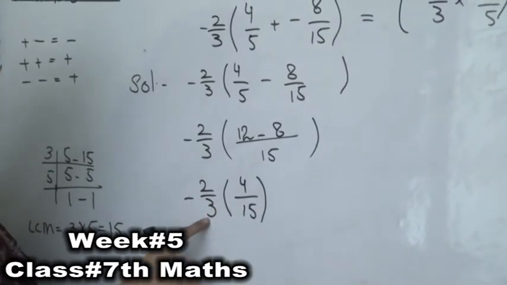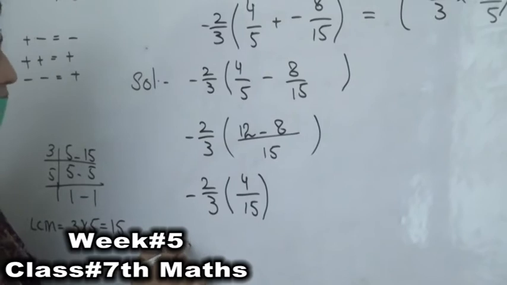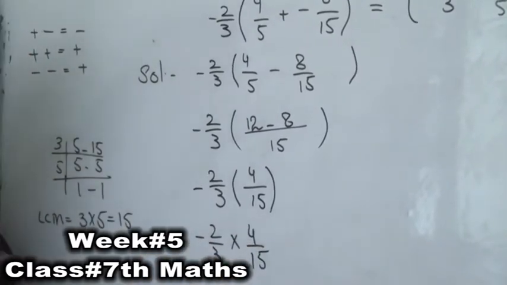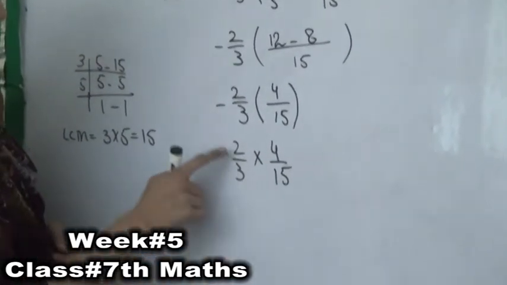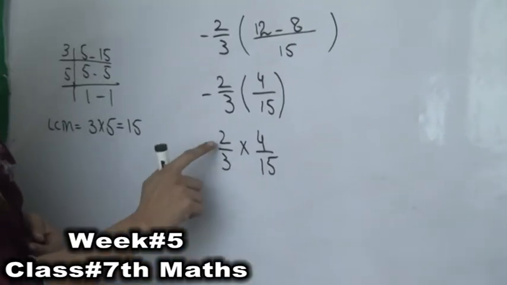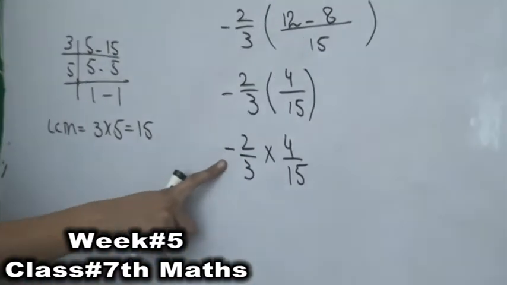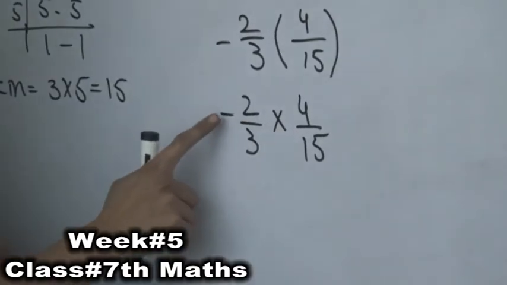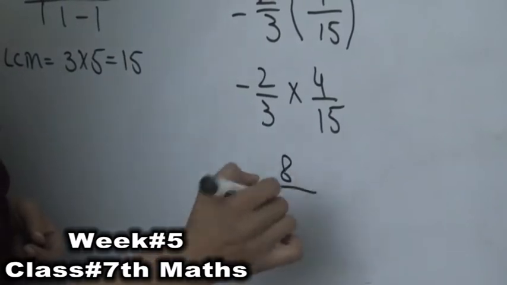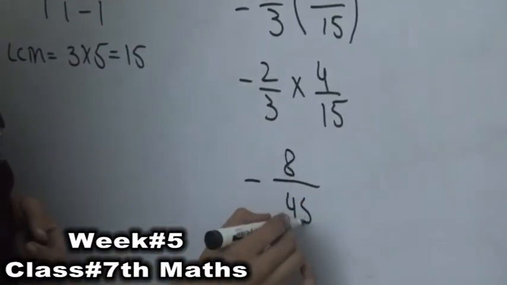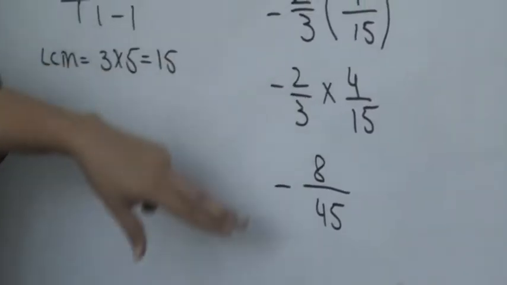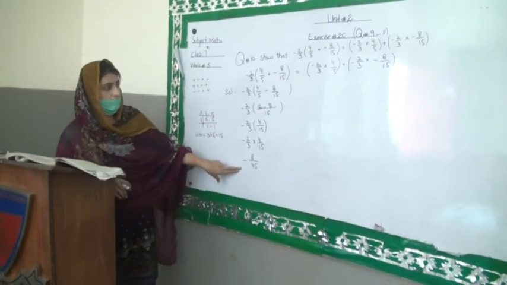There is no sign between the two brackets, so they will be multiplied. Minus 2 by 3 multiplied by 4 by 15. Numerator will be multiplied with numerator and denominator with denominator. Here is the sign of minus and here is the sign of plus, so minus plus will become minus. 4 2s are 8 by 15 threes are 45. So the left hand side gives us minus 8 by 45.